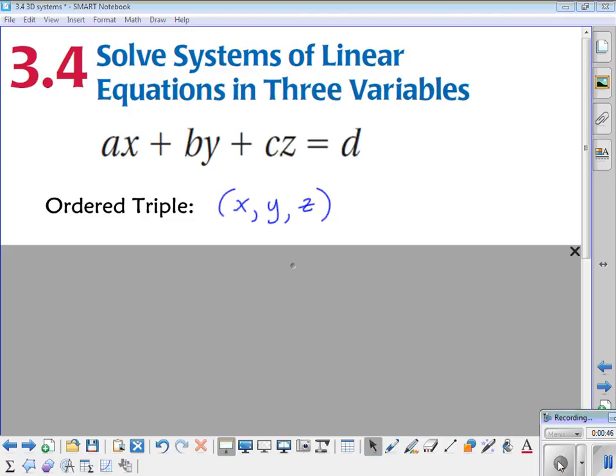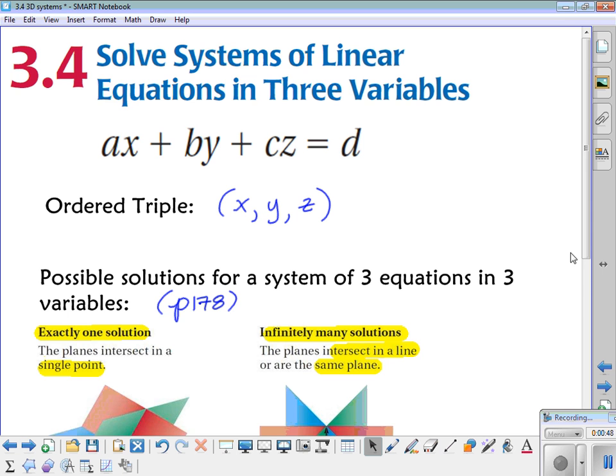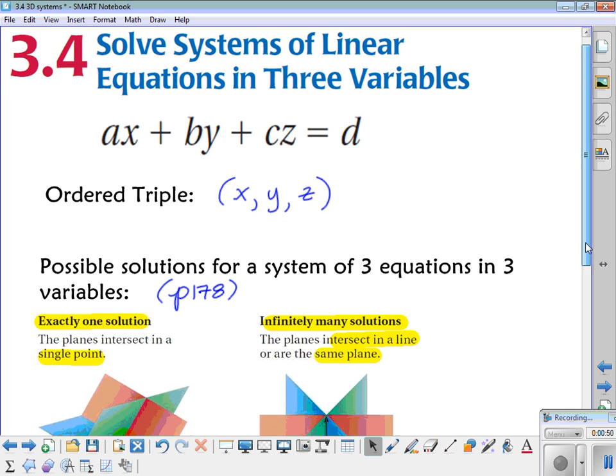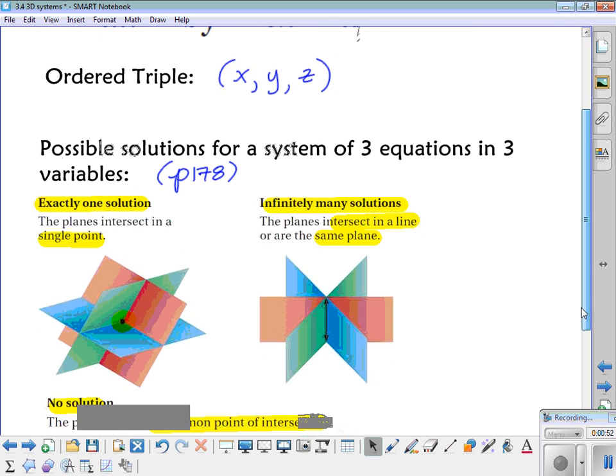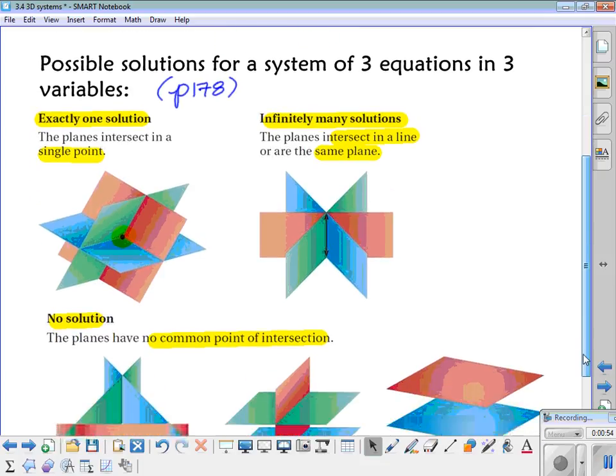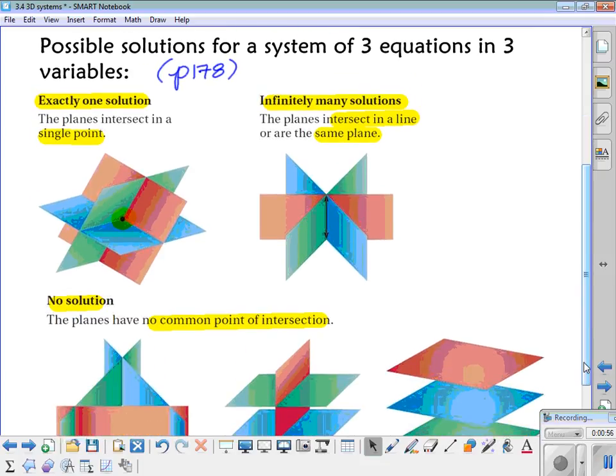All right, so this next part is out of your book. I do not expect you guys to write down these pictures, but I just wanted to show you what's happening graphically. So when we have 3 equations, we're actually talking in 3 dimensions, and the graph of each of those equations is a plane. So again, if you want to look in your book at page 178, all of this is in there.